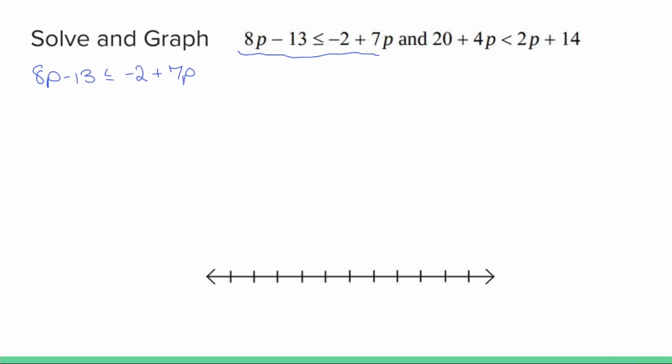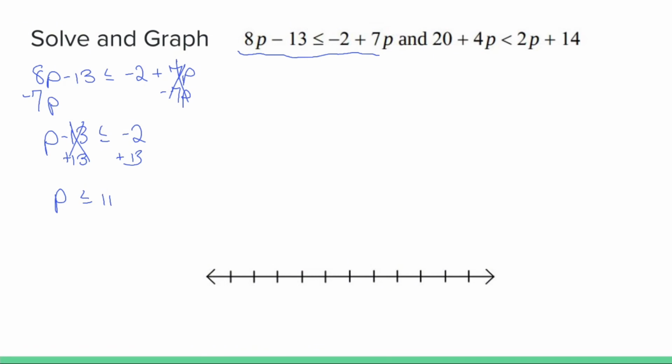Let's get rid of the variables first. I like to always make sure that my variable's on the left side, so let's subtract 7p. That crosses out. 8p minus 7p is p. P minus 13 is less than or equal to negative 2. Okay, one stepper now. Add 13, and p is less than or equal to 11.